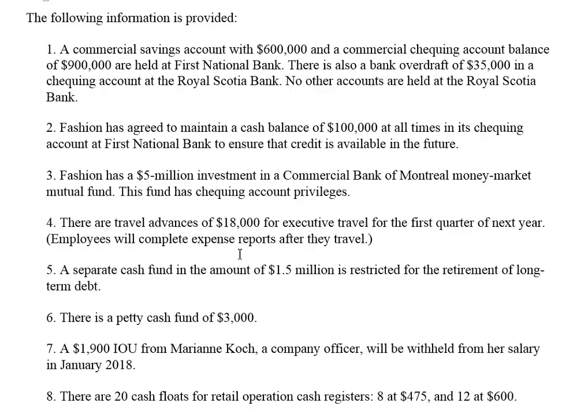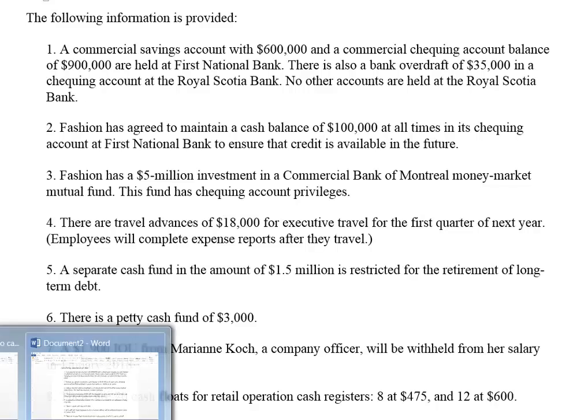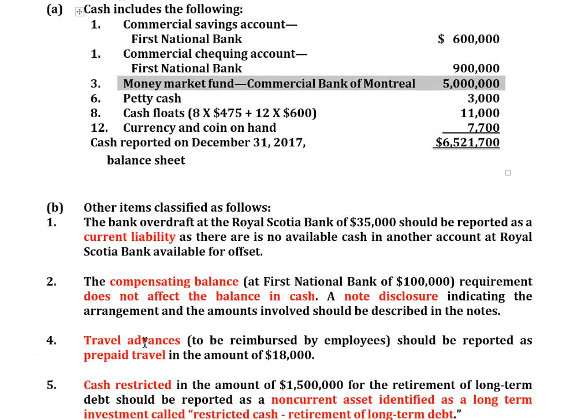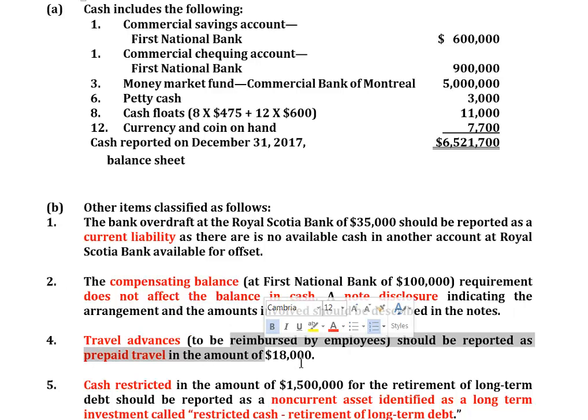But the idea is that this amount has been given to the employees in advance by the company, so that's considered prepaid travel. So in our case, we wouldn't put it as part of cash because it's a travel advance. It would go in our asset account, prepaid travel, for $18,000.